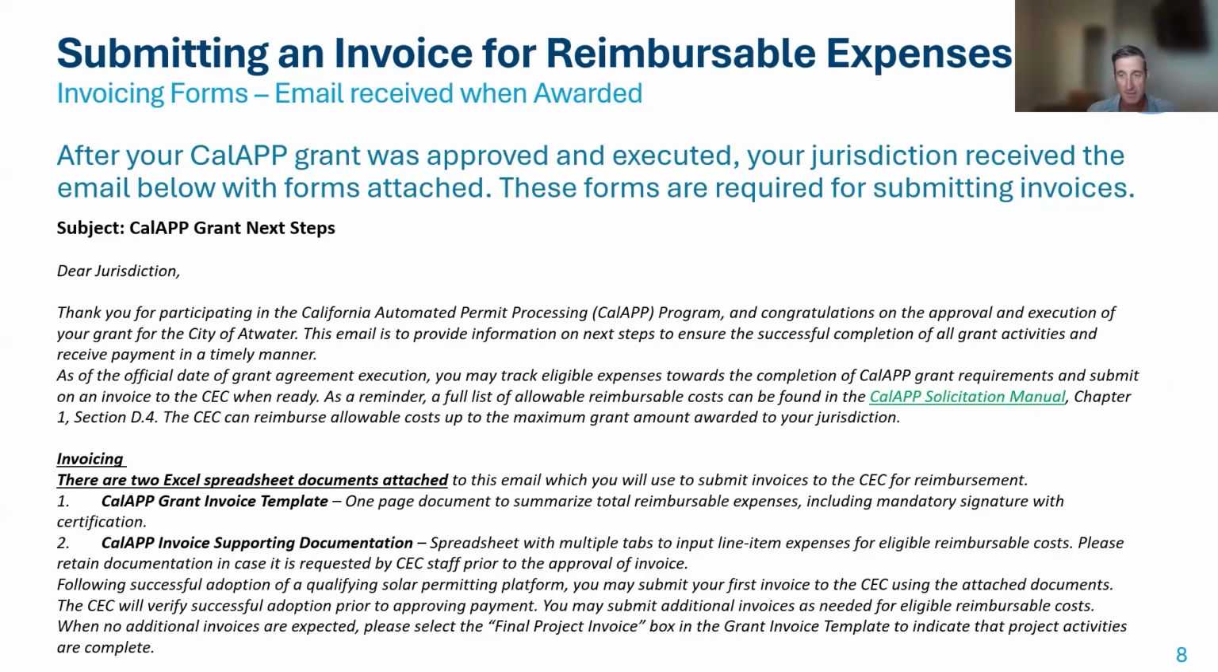After the original grant was executed, the CEC sent this exact email to each jurisdiction for the next steps to take. That email included forms you need to invoice your grant. If you can't find it, no worries. Just let us know and we'll resend the forms.